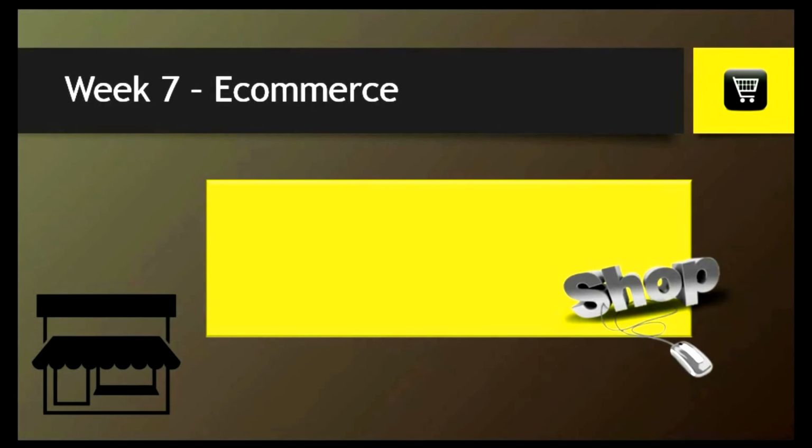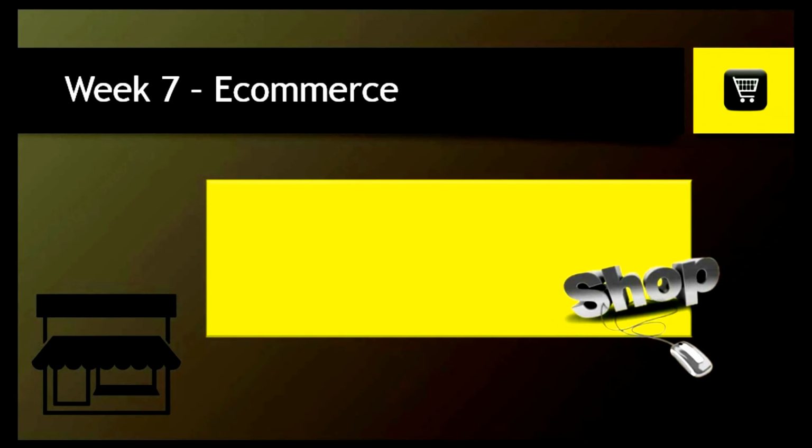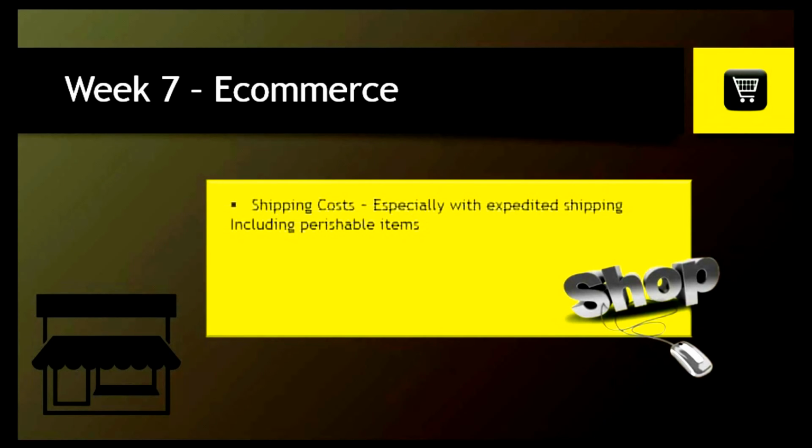So as you can see, there were really some things to be careful of as you enter the electronic market. Shipping costs, especially with expedited shipping or perishable items such as ice cream, can really be a huge part of the customer cost. Electronic marketing: how are people going to find out about your website? That can be very pricey. That can cause operation costs to go up. So you need to be very careful there.